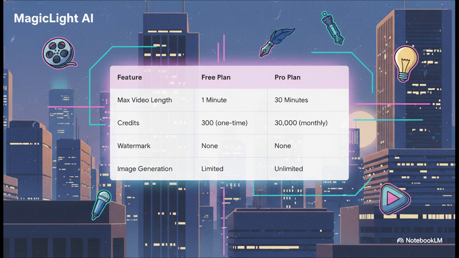The free plan lets you make a 1-minute video, and there's no watermark, which is awesome. But if you need to go bigger, the pro plan is where you get those 30-minute videos, a ton more credits every month, we're talking 30,000, and unlimited image generation. That's really for people who are going to be making content all the time.